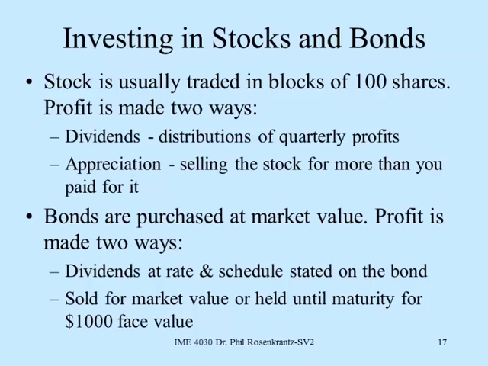Bonds are purchased at market value, and profit is made two ways. One is the dividend that's paid according to the schedule that's stated on the bond. And then the second way is either sold for market value or held until maturity for the $1,000 face value. So those are the basics of stocks and bonds. We'll talk a little bit more about these later.